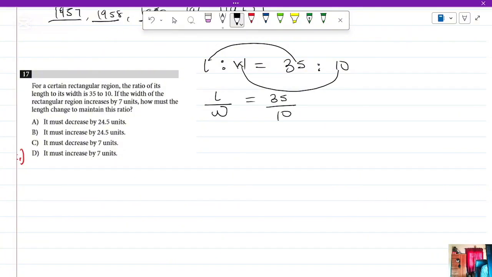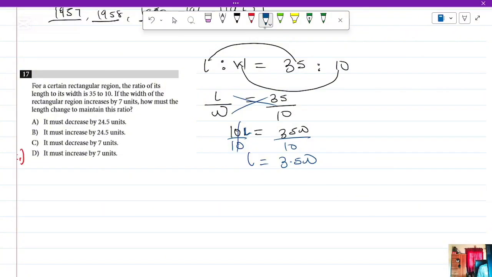If the width of the rectangular region increased by 7. Now, this is just like saying you are dealing with a constant of proportionality, right? So we can say 10L is equal to 35W. Cross multiply, so divide both sides by 10, and your L is 3.5W. Now, if the width of the rectangular region increased by 7, how must the length change to maintain this ratio?